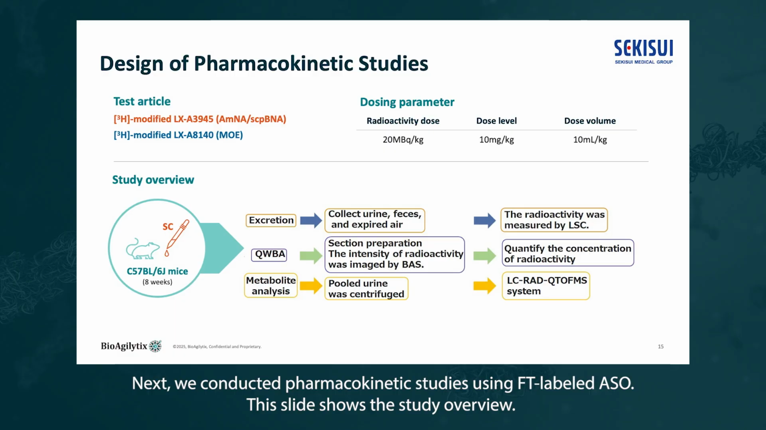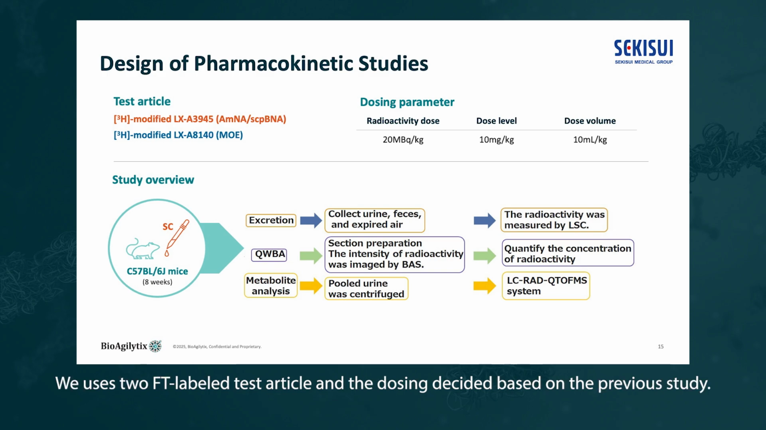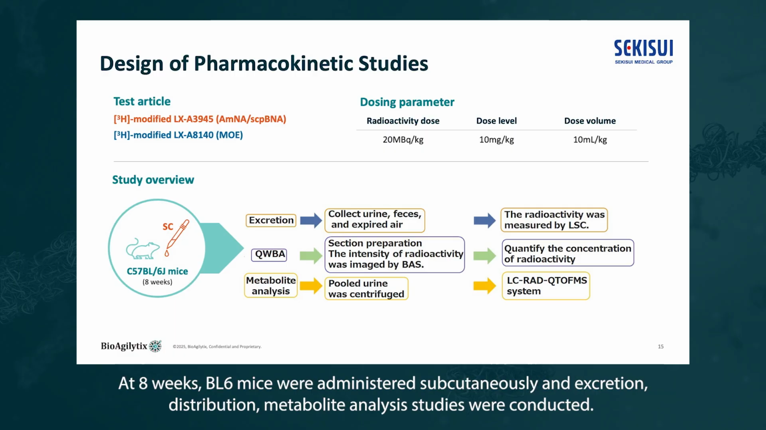This slide shows the study overview. We used two FT labeled test articles and the dosing was decided based on a previous study. At 8 weeks, BL6 mice were administered subcutaneously, and excretion, distribution, and metabolite analysis studies were conducted.